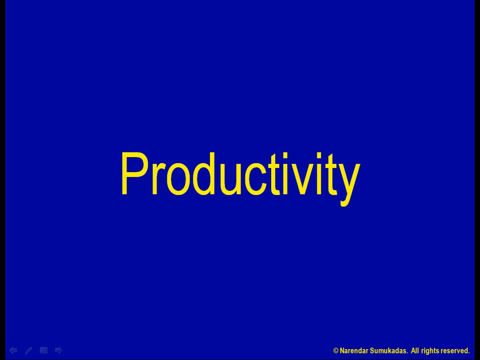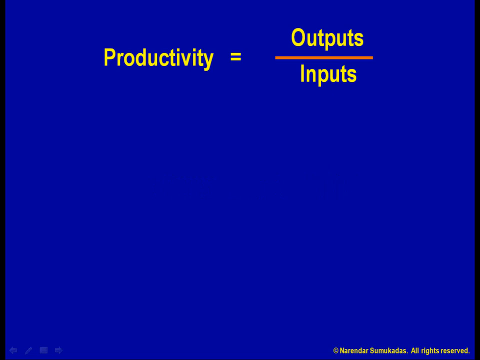Let us now look at how we measure productivity. We know productivity means outputs divided by inputs. In other words, how much output can I produce for every unit of input that I consume? A very commonly used productivity measure that we are all familiar with is miles per gallon.